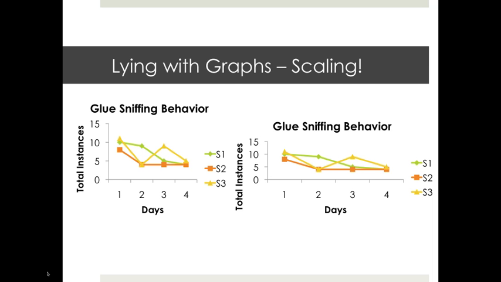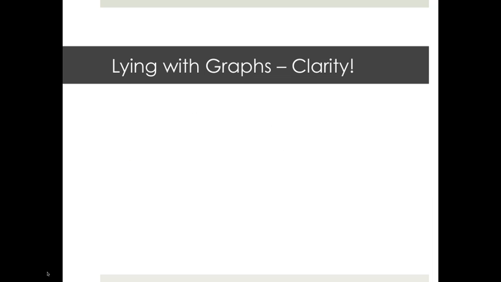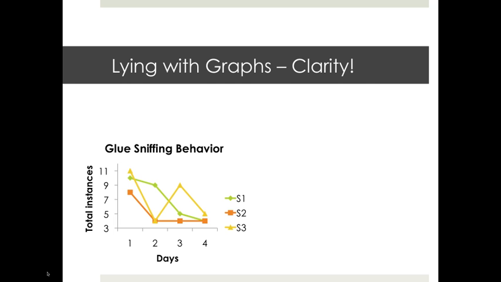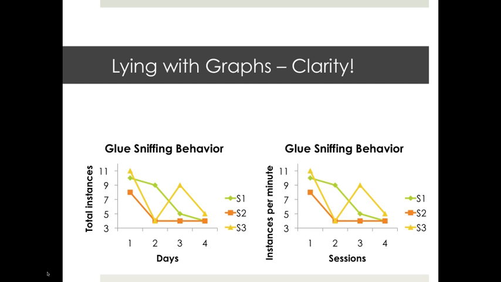So let's look at something different by changing just one of those labels. Let's look and see what happens. Okay. Glue sniffing behavior total instances. Glue sniffing behavior total instances per minute. Notice we did 3, 5, 7, 9, 11. Notice I changed my scaling a little bit there. I didn't drop that down to 0.